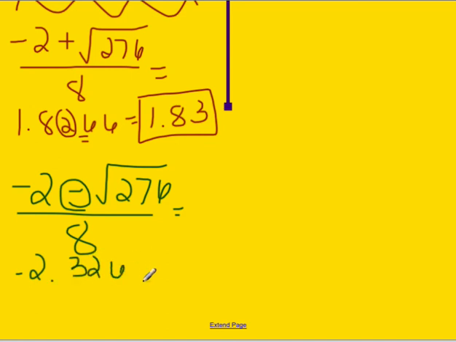-2.3266. Again, we want to round to 2 decimal points. So looking at the third number, it's greater than 5, so we need to round this number up. So we get -2.33 as our final answer.